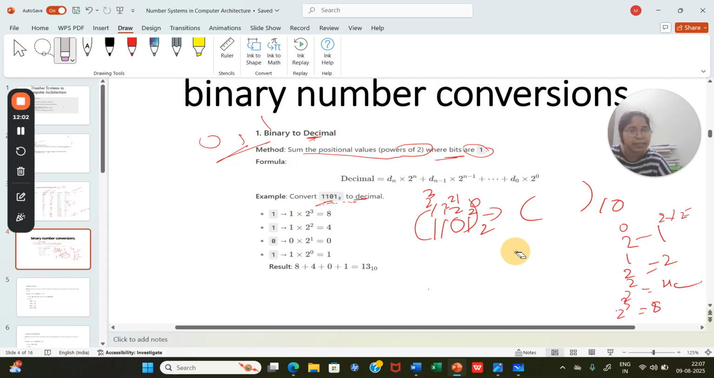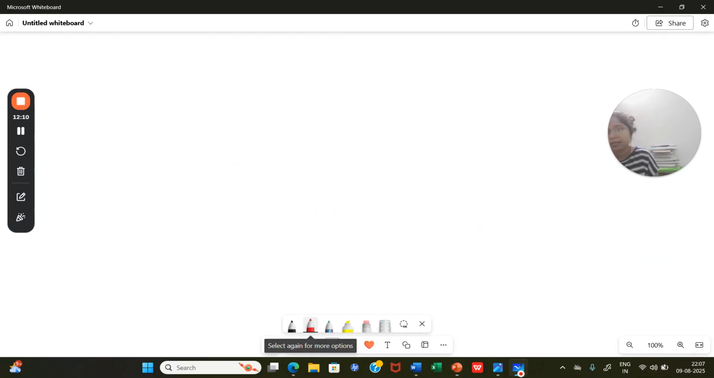Okay. We'll take our values. I've already written all the values. I'll write this number on the whiteboard. So what is the number here? 1101 base 2. We need to convert this one to decimal.